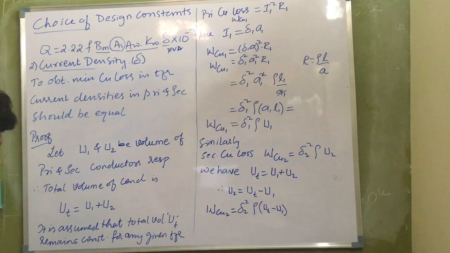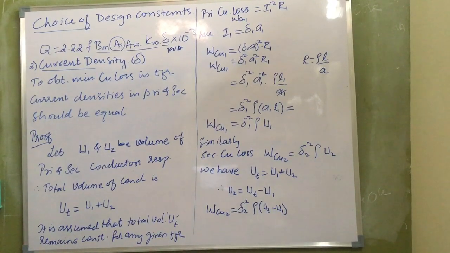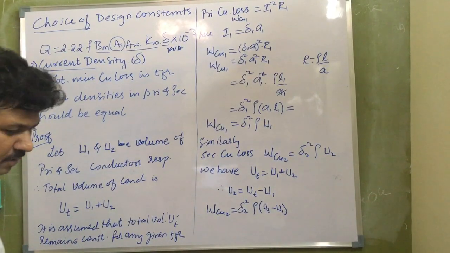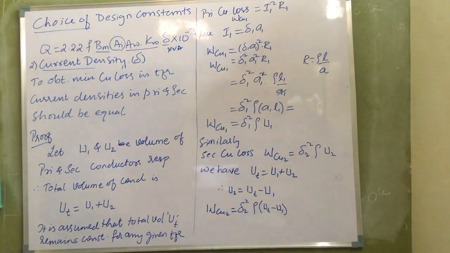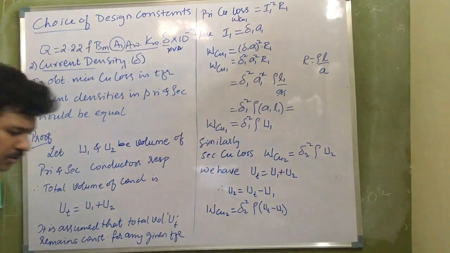Now what are the total copper losses in the transformer? The copper present is only in the primary winding and secondary winding. Therefore the total copper losses in the transformer will be the sum of primary copper loss and secondary copper loss. Simple.